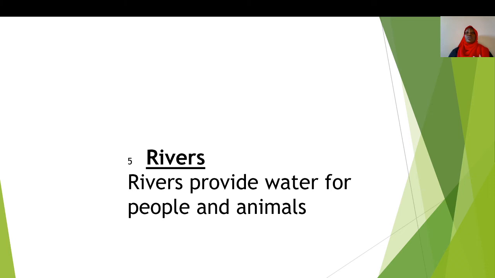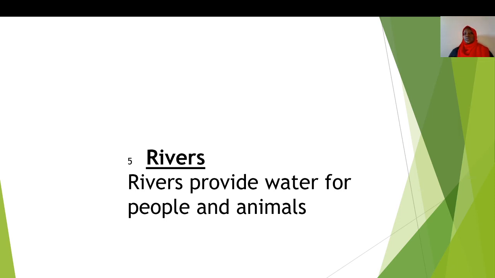And also, we have animals that live in the water. For example, we have the fish, and we have the crocodile, the shark. These are the animals that live in water. So rivers are very important to us. Why? Because they provide us with water. That is the important thing about rivers, that they give us the water.